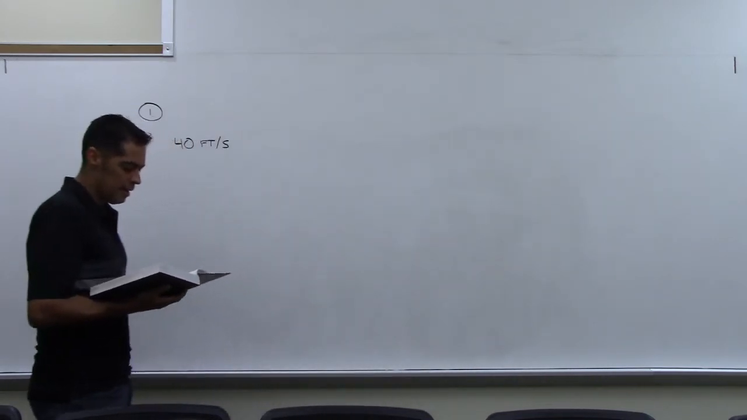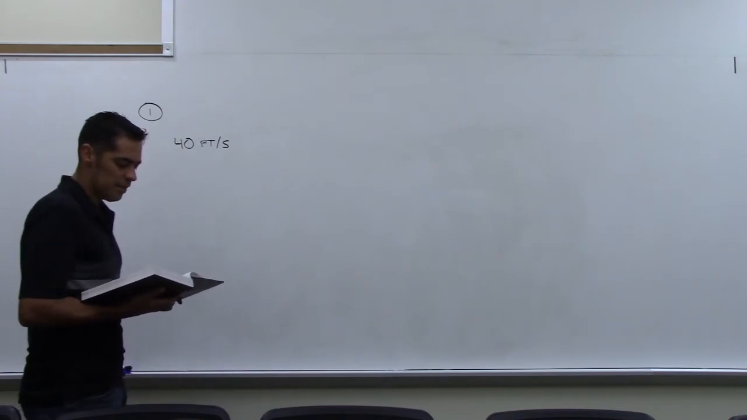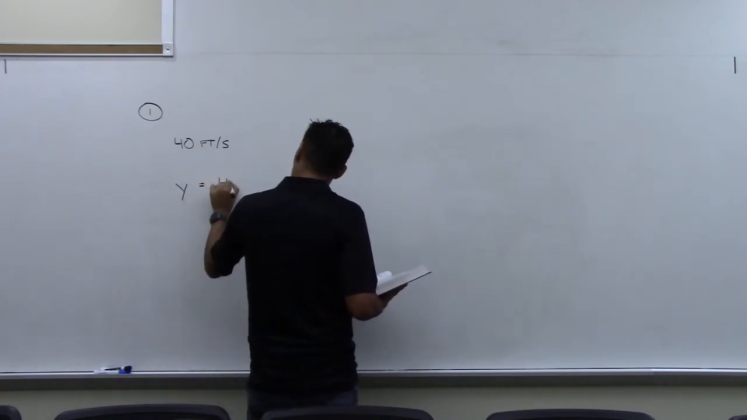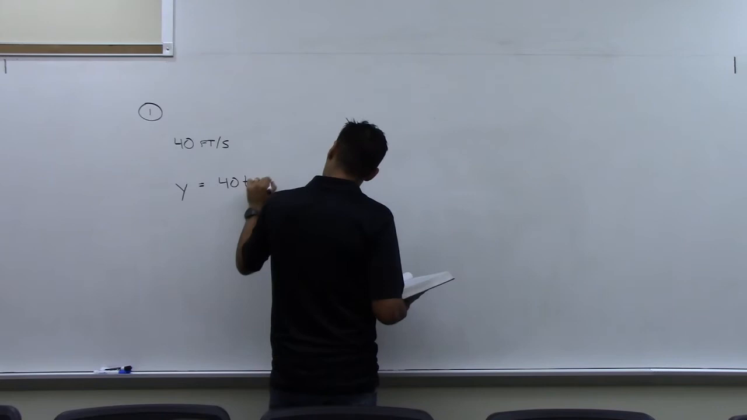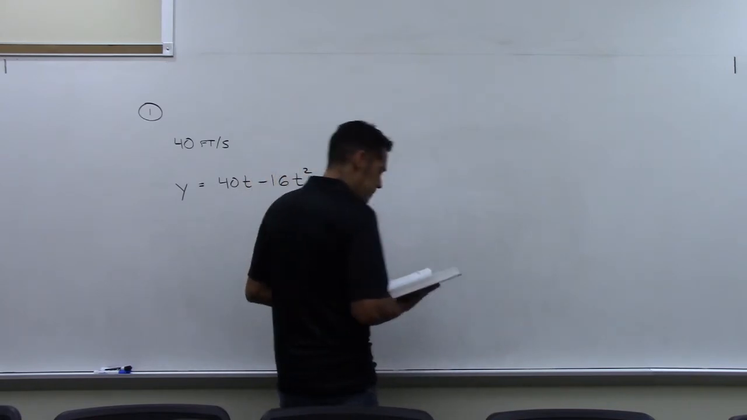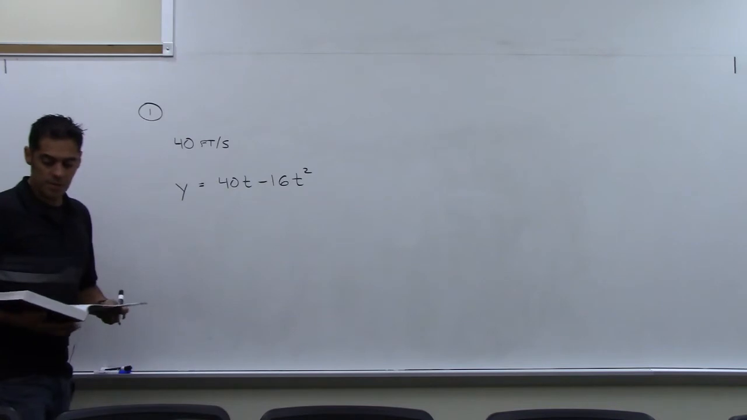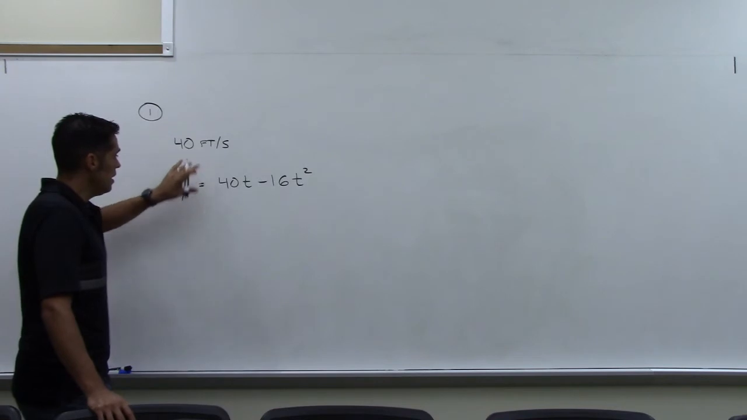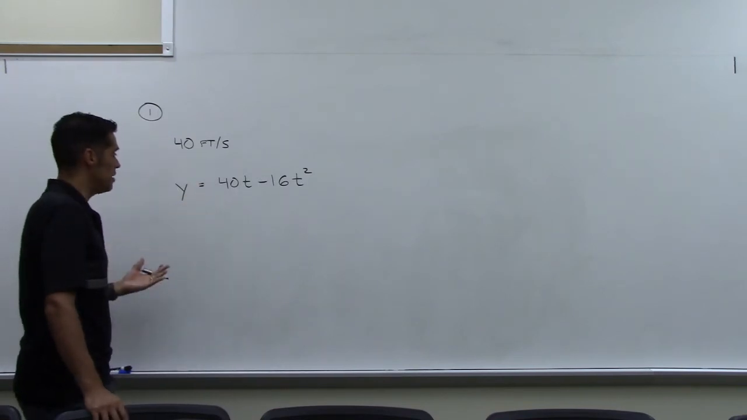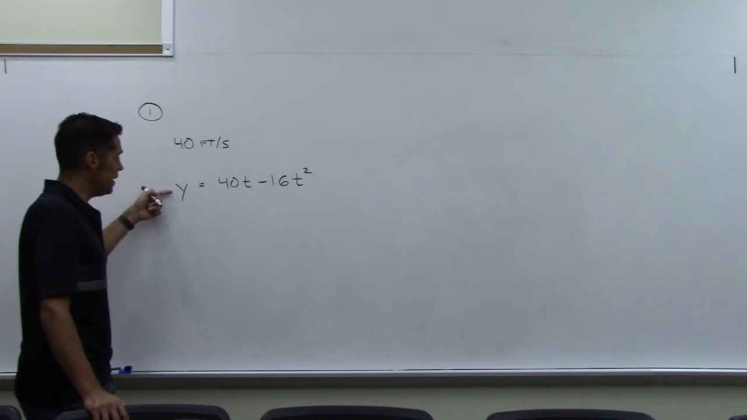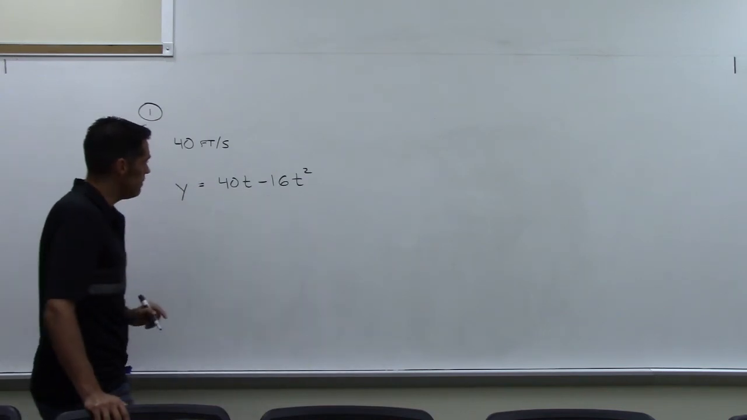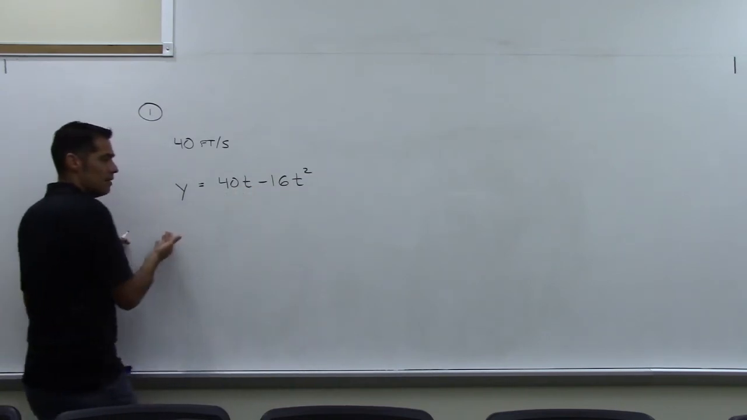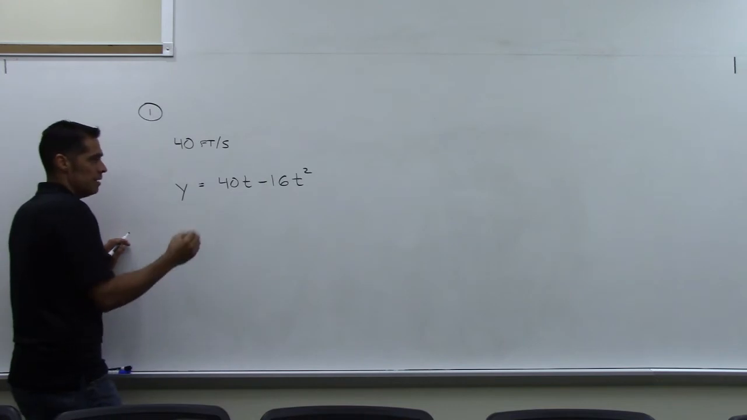Its height in feet t seconds later is given by this equation, y equals 40t minus 16t squared. All right, so this is just telling us that if a ball is thrown up in the air with a certain speed, here's the position of the ball after a certain amount of time. So y is going to be the height in feet of the ball after t seconds. For example, if t is 0, this is all 0. That means the height of the ball is 0, so it's 0 feet off the ground at t equals 0.